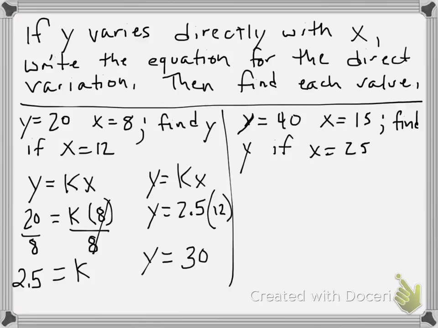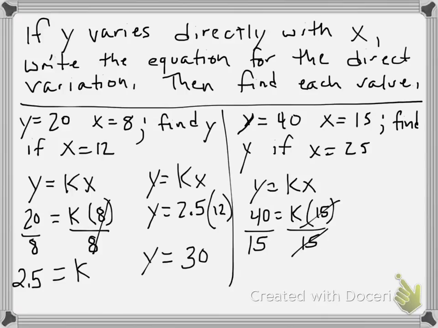Alright, here we have another one. If y equals 40 and x equals 15, we know it varies directly, so we'll set up our equation again. Y is equal to kx. We know y is 40 this time. I don't know what k is. I know that x is 15. So to get k by itself, I'll divide by 15, which will cancel it. Divide 40 by 15. And that is 2.6 repeating is equal to k.